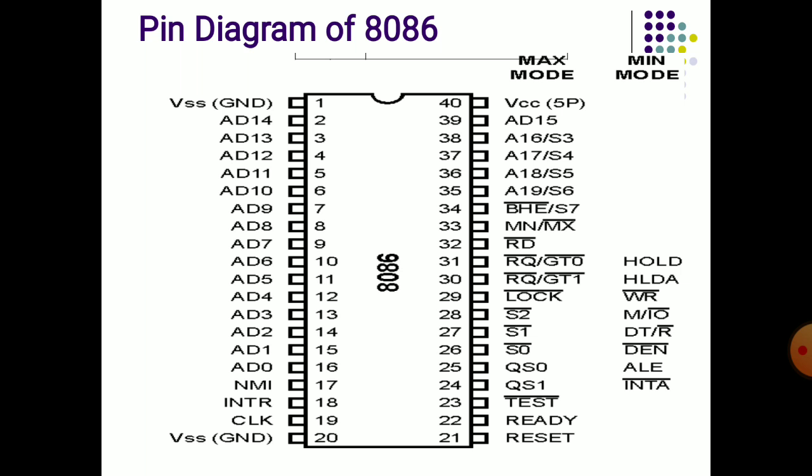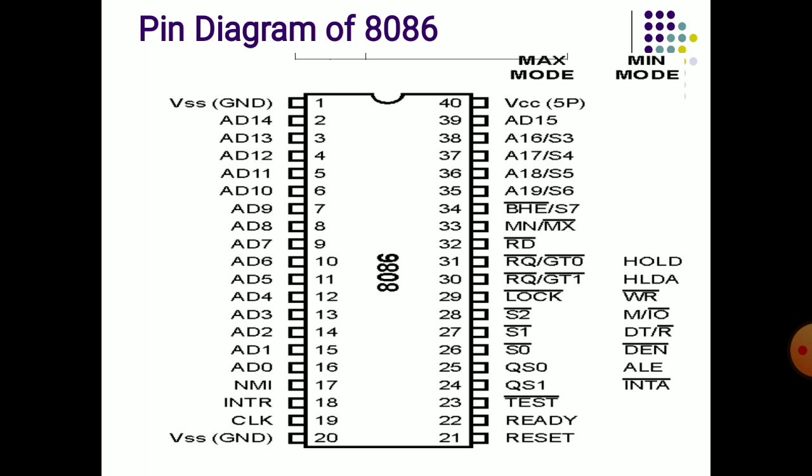The best example is mutual understanding: I am ready to give the data, so I give the request and grant signal. So these are the 8 pins which are mainly used when the 8086 operates in maximum mode operation.